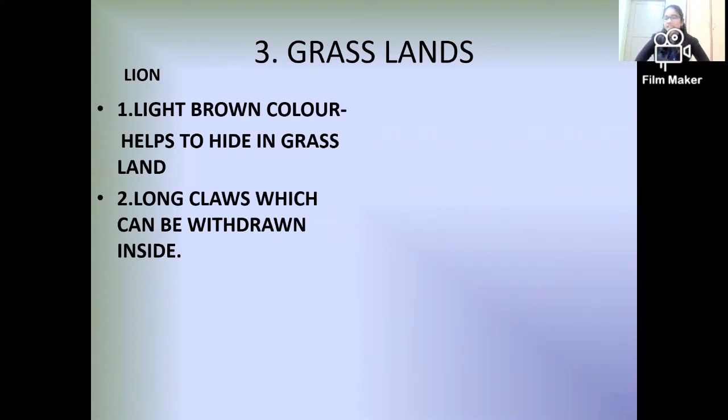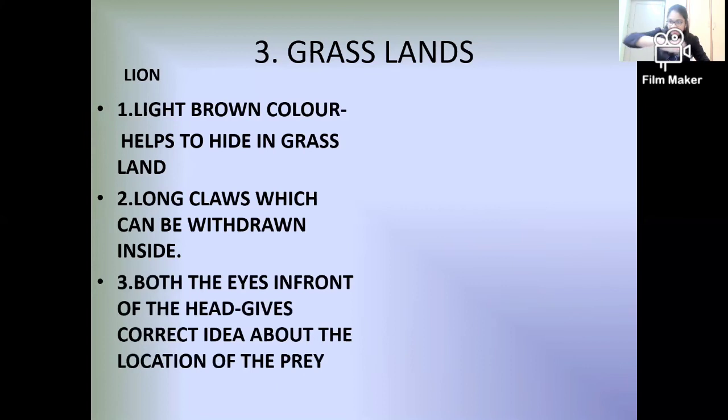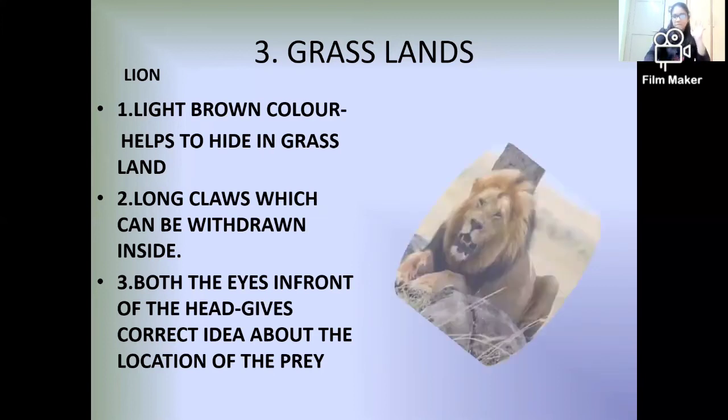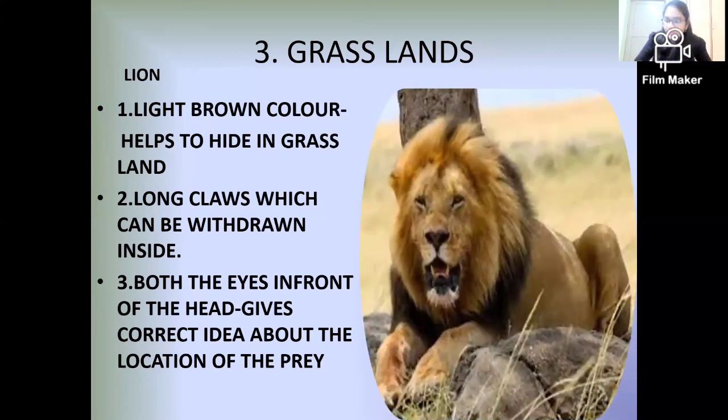Now, second is that it has long claws, which can be withdrawn inside. Now, what do you mean inside, like ripping or something? Okay, ripping the body of the deer or something like that. Now, third is both the eyes in front of the head give a correct idea about the location of the prey. They have such good eyesight that they can have the correct idea about where the prey is. So you can see that's a lion. Everyone knows how a lion looks.